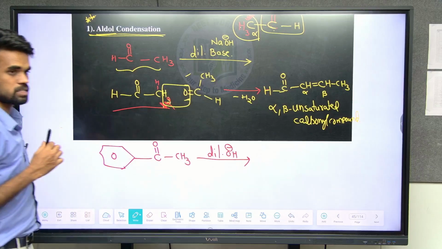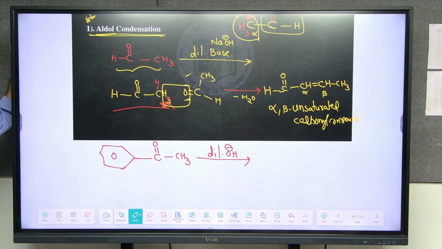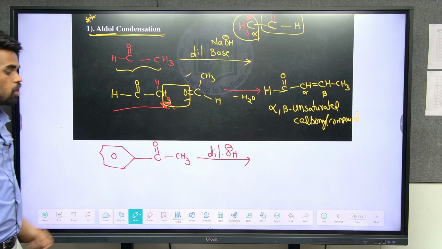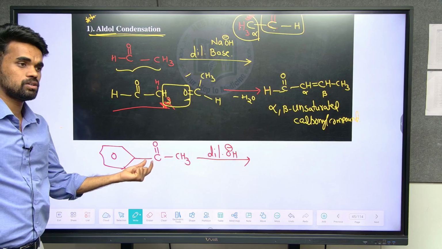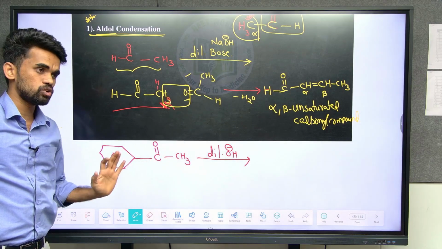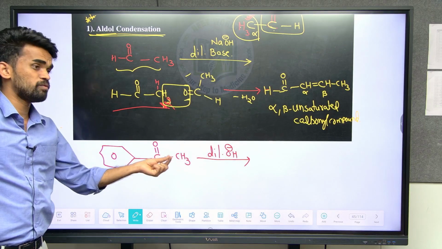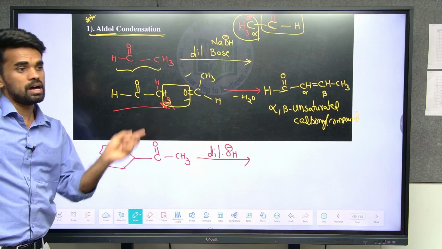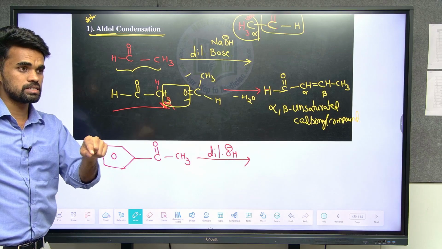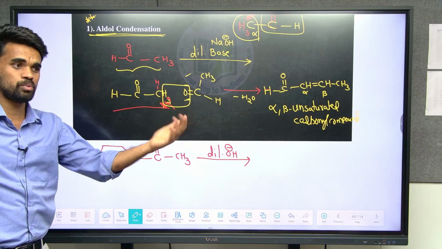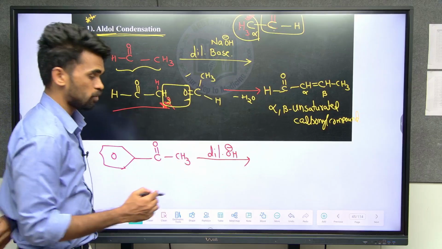Tell me what is your answer for this? So how many molecules should you take? Two. Do we have alpha hydrogens in the molecule? Yes. So from one molecule you remove two hydrogens, from the other molecule you remove oxygen. The remaining part is your product. Now tell me, what is that product, how will it be?